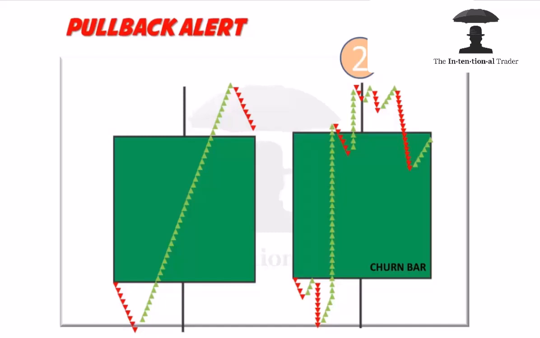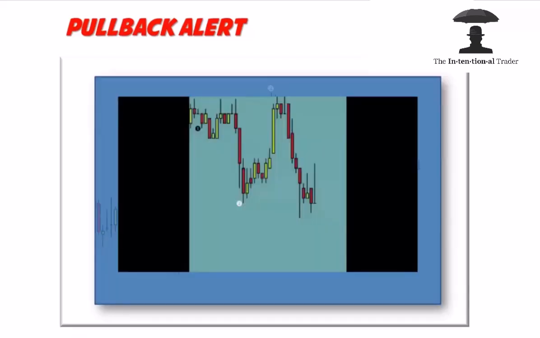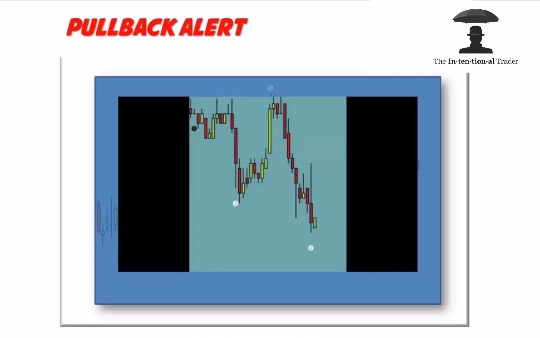So we're reading the different types of volume coming into the bar. We measure 5 different types of activity inside each and every bar on the trading chart. We're looking for churn bars, climax bars, a combination of a climax and churn bar, and then 2 low activity bars. You'll notice this prints in real time as the condition exists on the current bar. Again, it does not repaint.